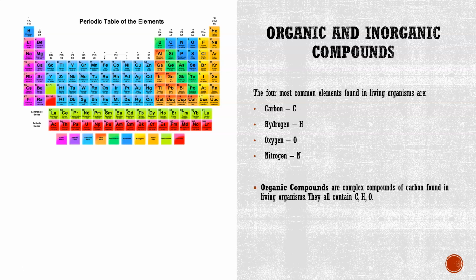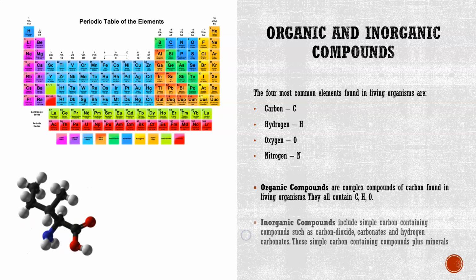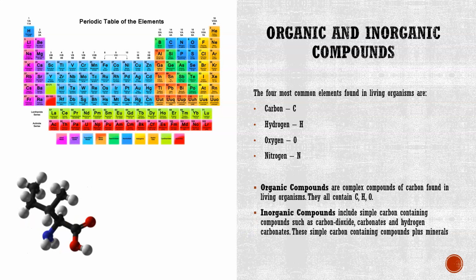Now, when we talk about organic compounds, we're talking about these complex compounds made of carbon found in living organisms. They always contain carbon, hydrogen, and oxygen, and sometimes have other elements attached to them. Conversely, we have our inorganic compounds, which are much more simple carbon-containing compounds, such as carbon dioxide, or carbonates and hydrogen carbonates. So much more simple molecules, still containing carbon, compared to our complex organic compounds, which also contain hydrogen and oxygen.